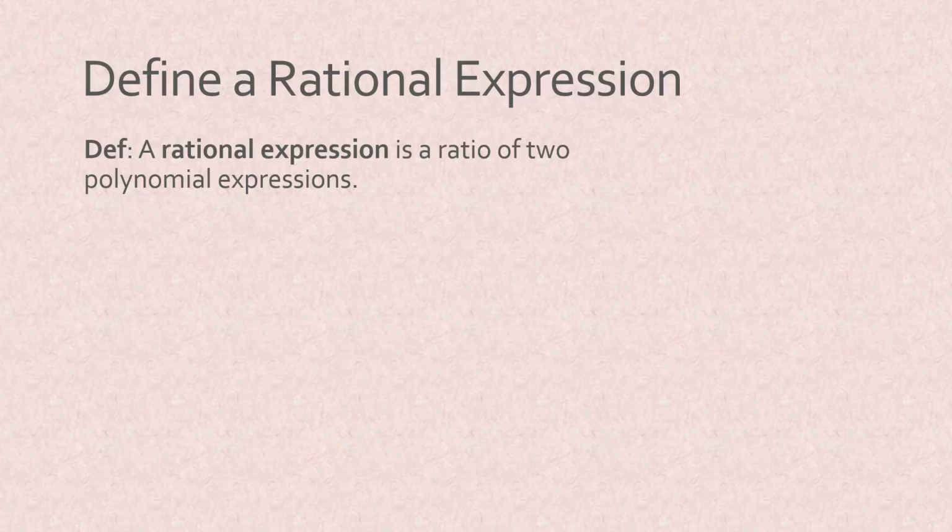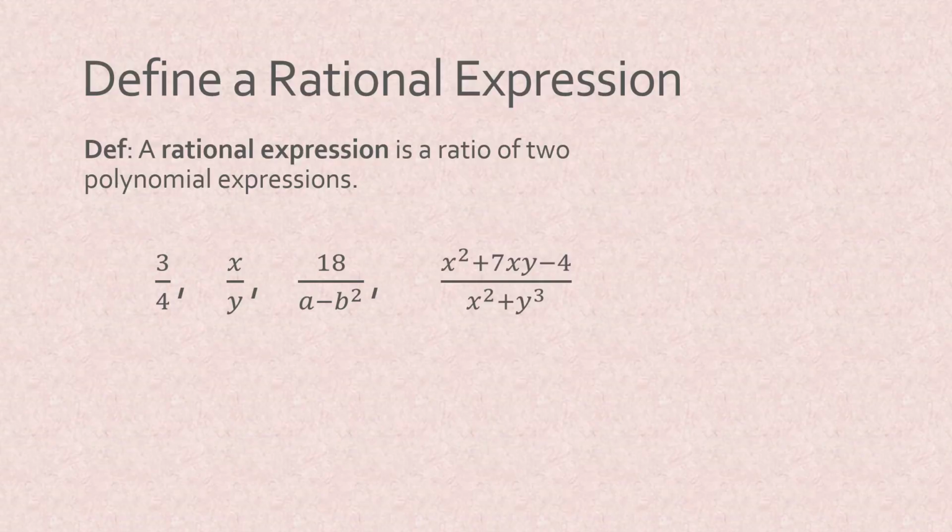So a rational expression is merely a ratio of two polynomial expressions. For example, a fraction like 3/4 is an example of a rational expression, something you've probably already dealt with. Or there could be variable terms, so something like x over y, 18 over a minus b squared, or maybe a little more complicated, x squared plus 7xy minus 4, all over x squared plus y cubed.